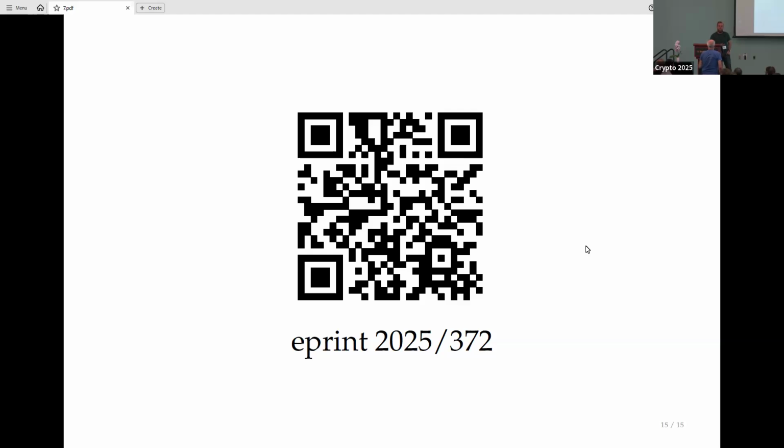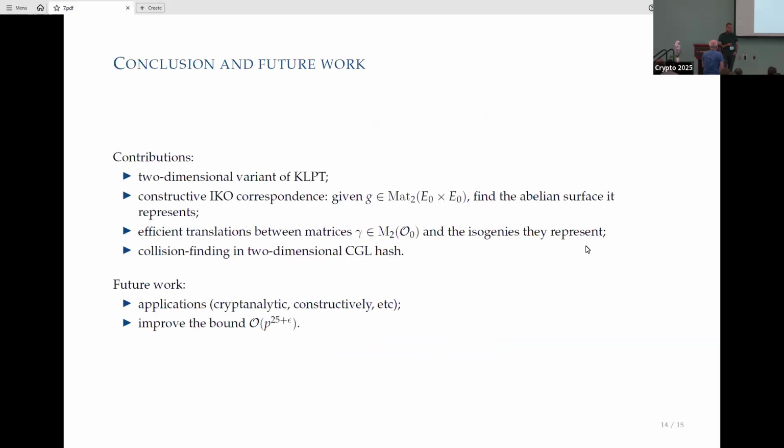Significance of the bound. What is the practical significance of a bound of p to the 25 versus p? Where does it make a big difference? So the bound is not on the running time, it's on the output. So the output of your isogeny is of degree p to the 25.